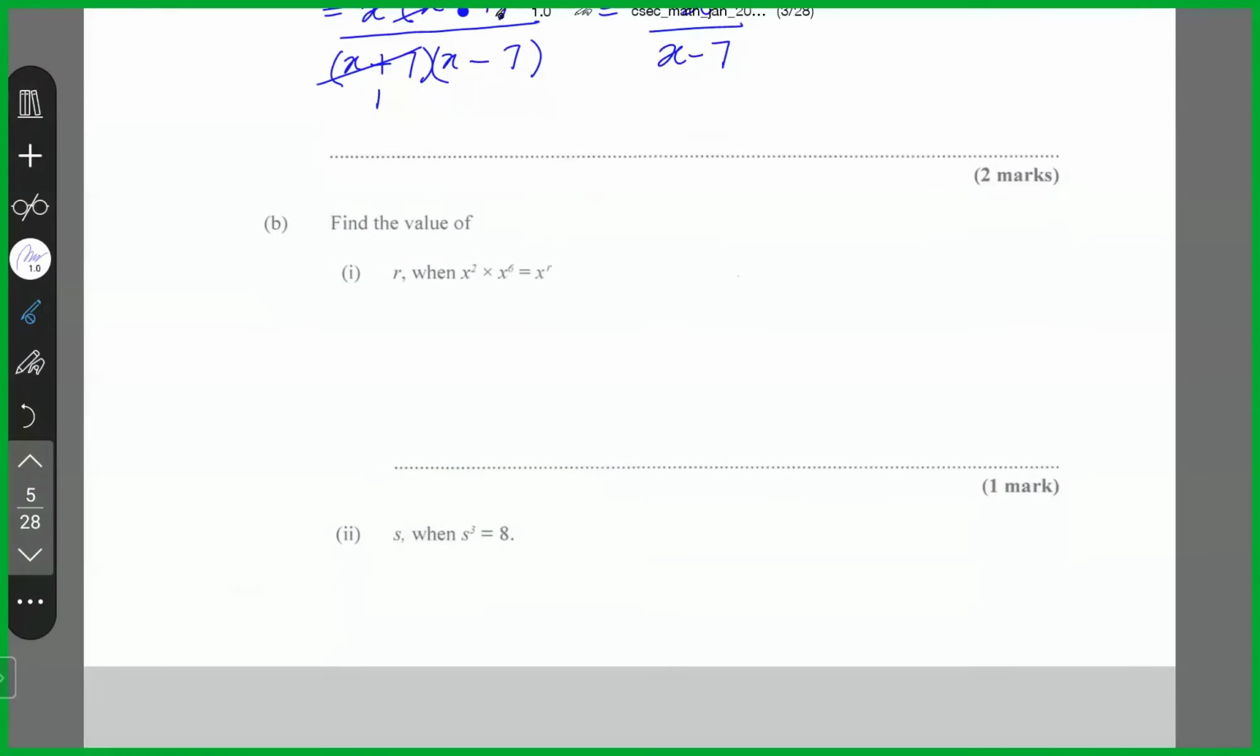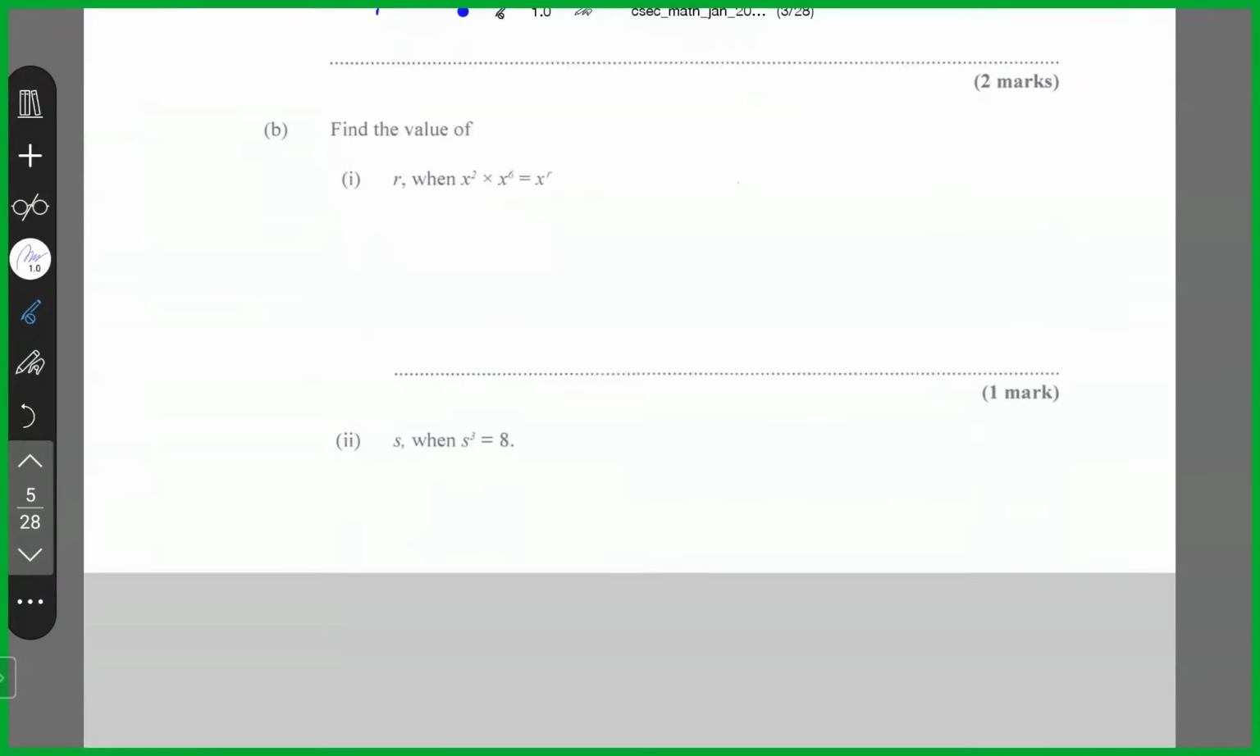B says, find the value of r when x squared multiplied by x to the 6 is equal to x to the r.